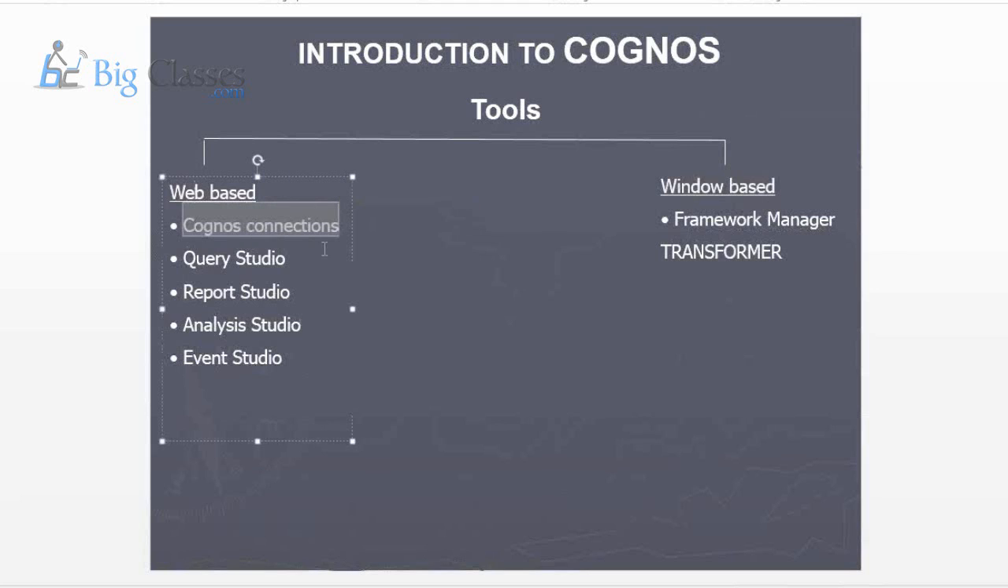Then you may ask, why so many tools for reporting, right? Report Studio is basically a professional report authoring tool. As a developer, we are going to work with Report Studio only. In most cases, at least 95% of the time, we work with Report Studio only. Query Studio and Analysis Studio are just like subsets of Report Studio.